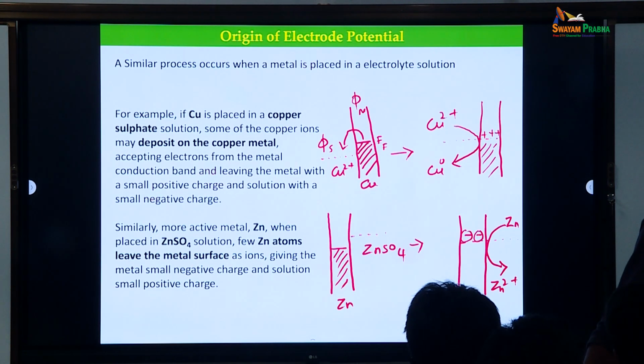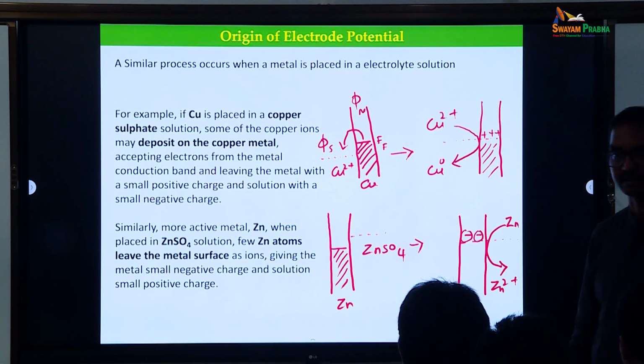Correct? So this particular molecule, the copper ion here, is in the octahedral crystal field, because 6 water molecules are coming from all directions, and there is a splitting in the d orbital of copper, as per the crystal field theory.